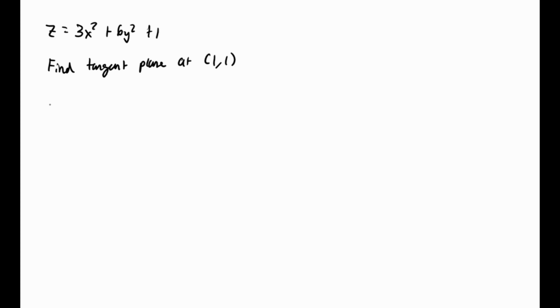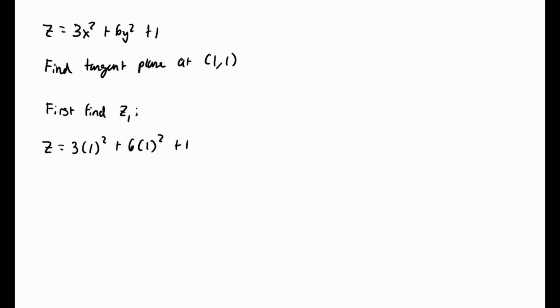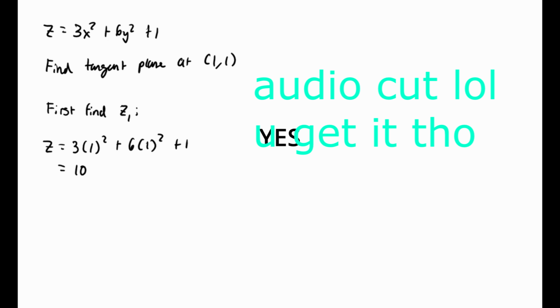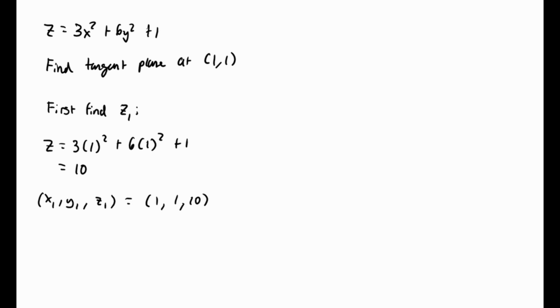Now let's just look at a specific example. I'm going to use the graph z equals 3x squared plus 6y squared plus 1. To get the equation of the tangent plane, let's choose an xy point and evaluate the z. If we wanted the tangent plane at point 1, 1, we see that plugging it into the function, the z value will be 10. So x1, y1, z1 is 1, 1, 10.